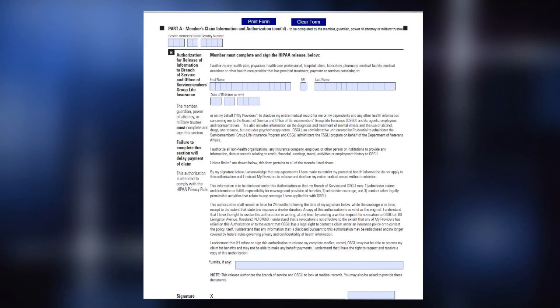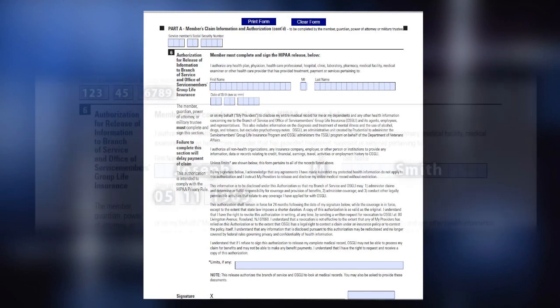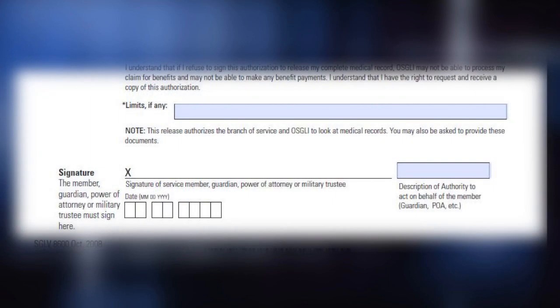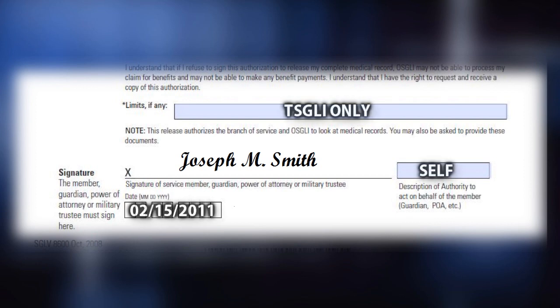Page 7, Part A, Section 6. Member must complete and sign the HIPAA release. Authorization for release of information to Branch of Service and Office of Servicemembers Group Life Insurance. The member, guardian, power of attorney, or military trustee must complete and sign this section. Failure to complete this section will delay payment of claim. This authorization is intended to comply with the HIPAA privacy rule.